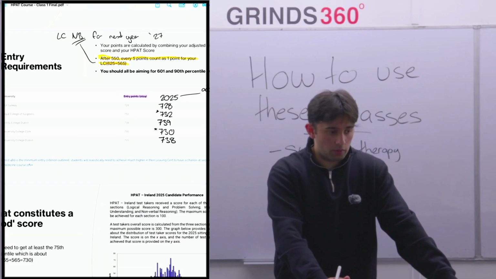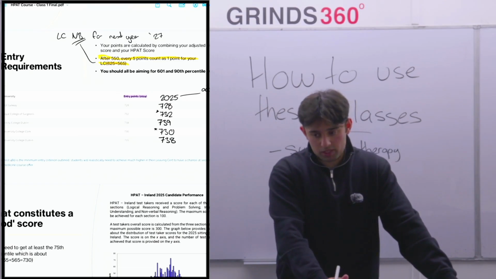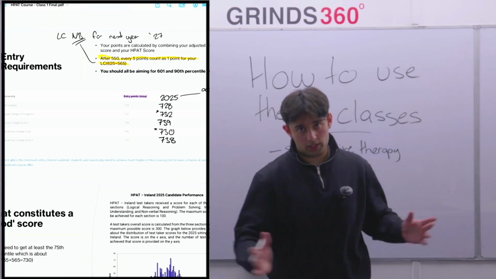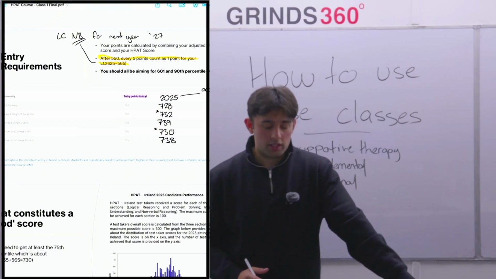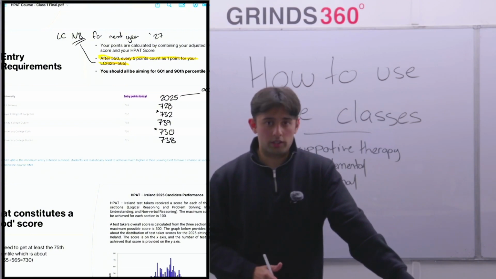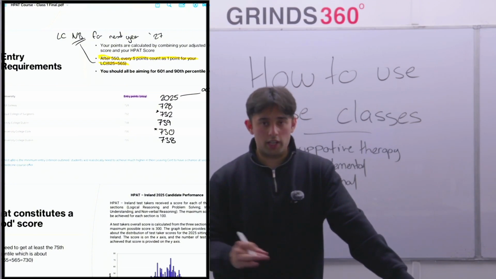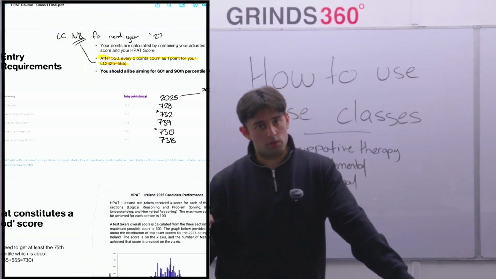I had a student who did very well in her HPAT. She had the 85th percentile. So from an HPAT tutor's perspective, I was thinking, okay, happy out, she'll get RCSI probably. And she ended up getting 540 in her Leaving Cert. So she had a great HPAT, she worked really hard for it. All of a sudden a H1 becomes a H3.